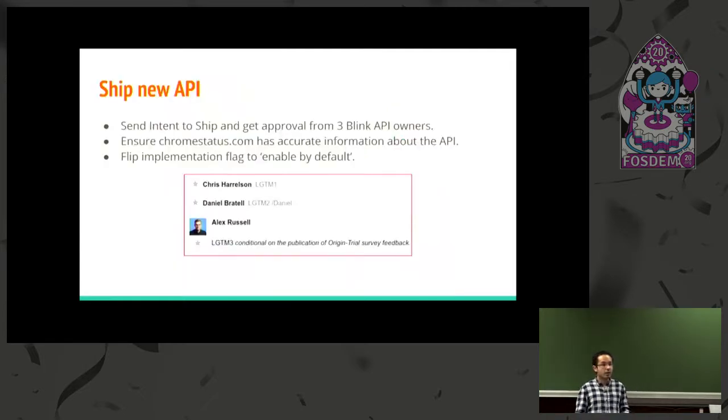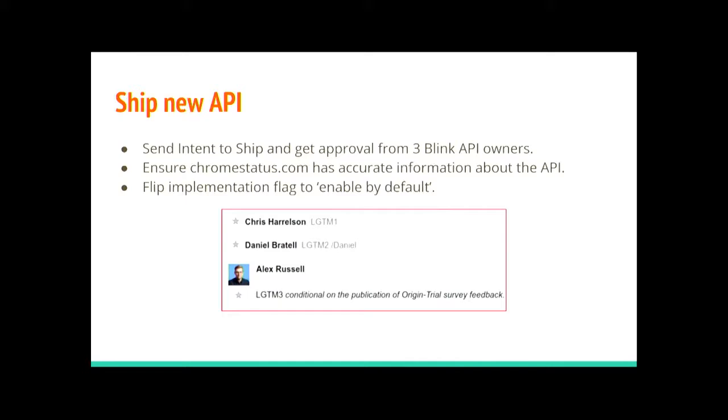Now, let's say we are all done and our API is super perfect, right? Because code is always perfect. Now, we're ready to ship. So what's the step we do? We send an intent to ship to Blink Dev. This is, again, signaling the world, including other browser vendors, that we are planning to release this feature to users, for real now, not origin trial, enabled by default.